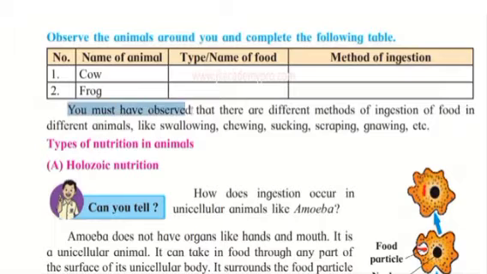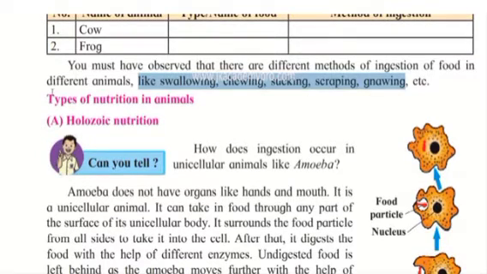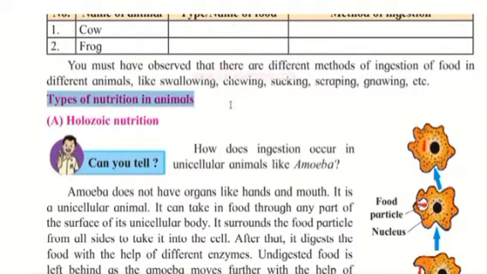Now, you must have observed that there are different methods of ingestion of food. What is ingestion? Taking food in, in different animals, like swallowing, chewing, sucking, scraping, and gnawing. Okay, what is gnawing? Gnawing is like eating into the food, like what rats do. So that is called gnawing. Now let's understand the types of nutrition in animals. Okay, so first we'll learn about holozoic nutrition.